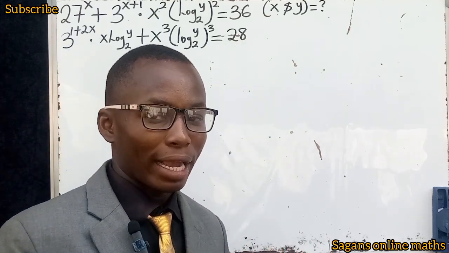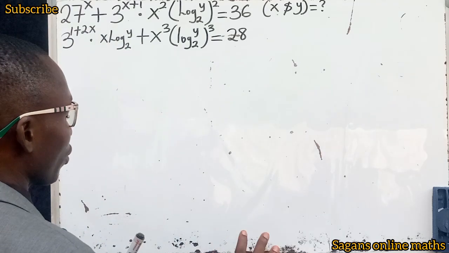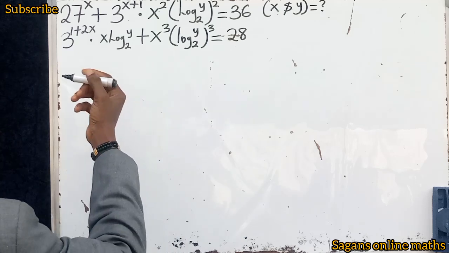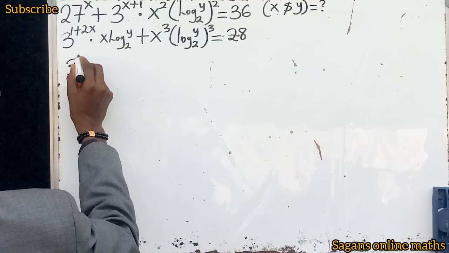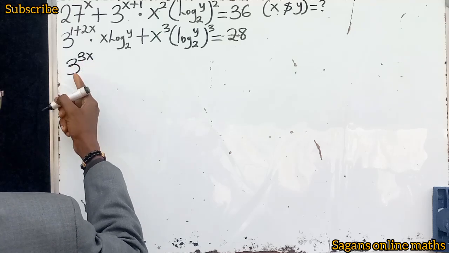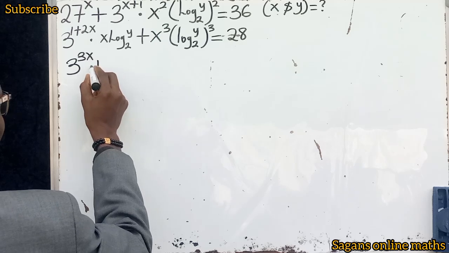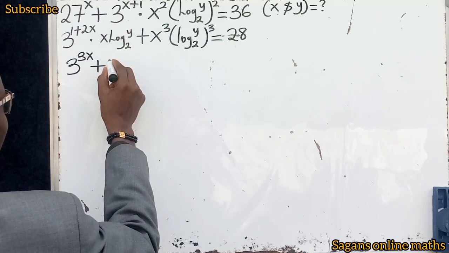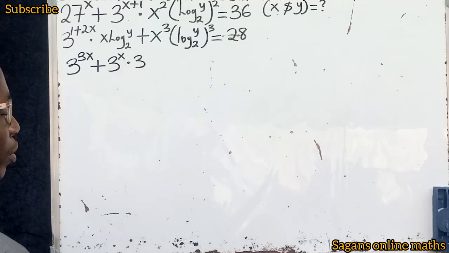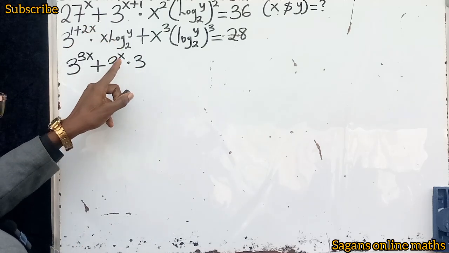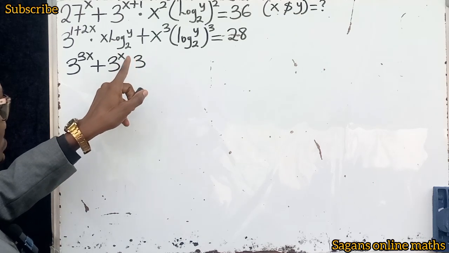x and y. Okay, now let's obey the properties of indices. We know that 27 to the power of x is the same as 3 to the power of 3x, because 3 to the power of 3 is 27 and the power here is 3x. Then plus, here I can also split this as 3 to the power of x multiplied by 3. Properties of indices. We can also write this as 3 to the power of x multiplied by 3, because the power here is 1, so if we add the exponent, we have the same thing here.